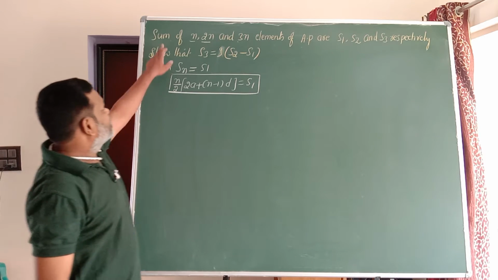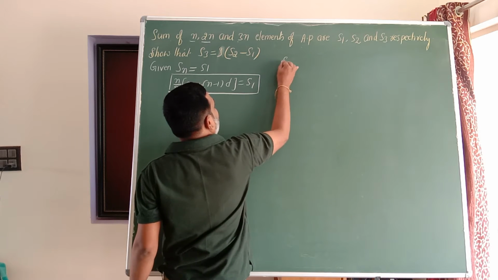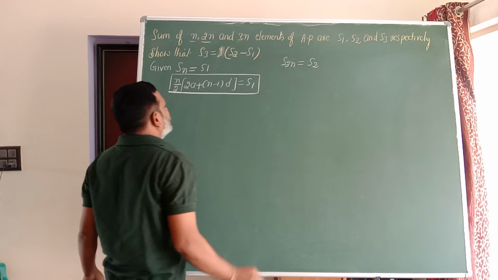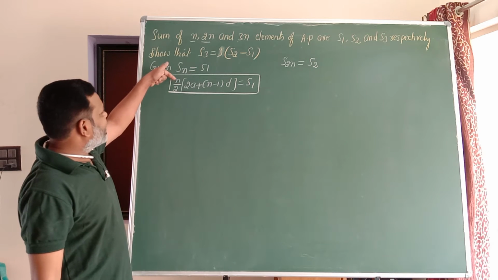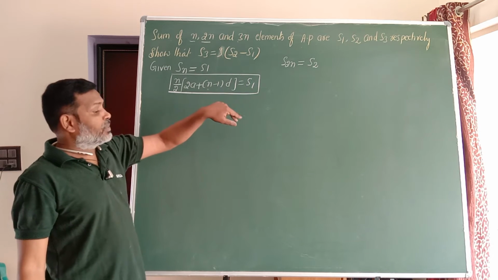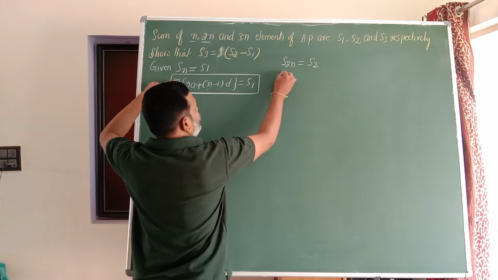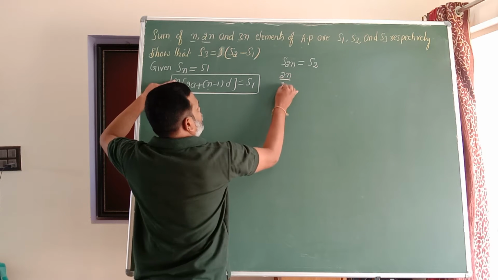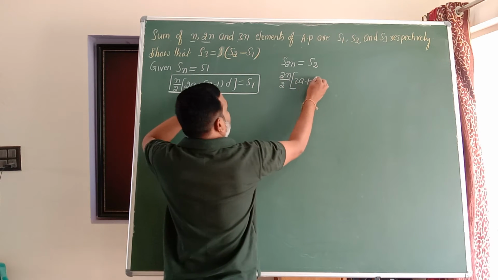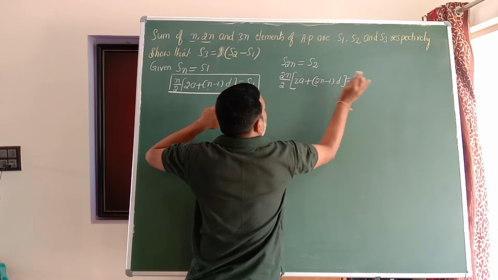And again, the sum of 2n elements is S2. What is the meaning of the sum of 2n elements? S2n. We have the formula Sn is n by 2 into 2a plus n minus 1 into d. Here S2n means in place of n we have 2n. So 2n by 2 into 2a plus, instead of n we use 2n minus 1 into d, is equal to S2.